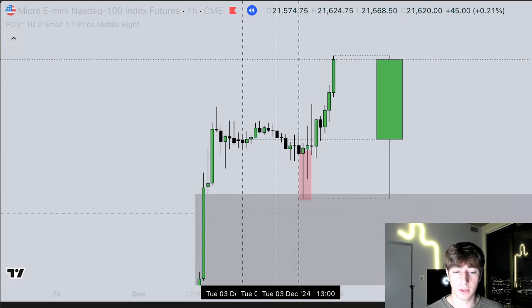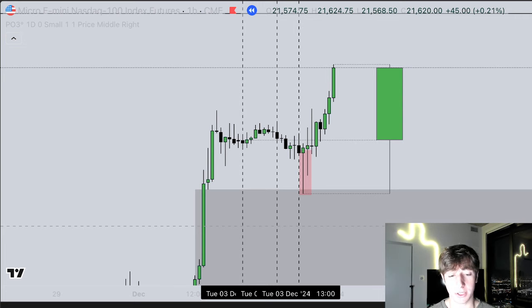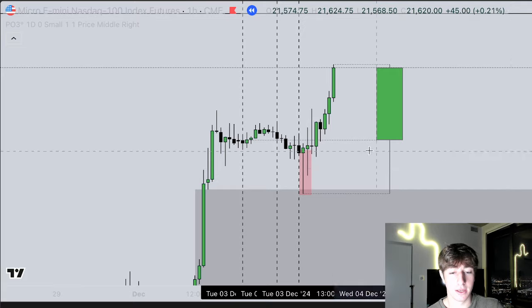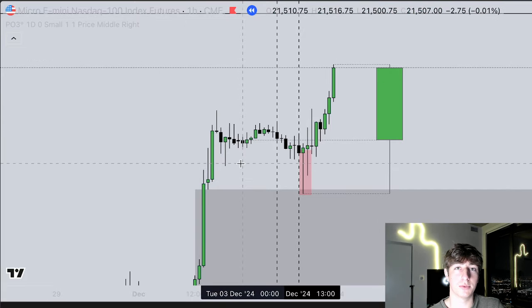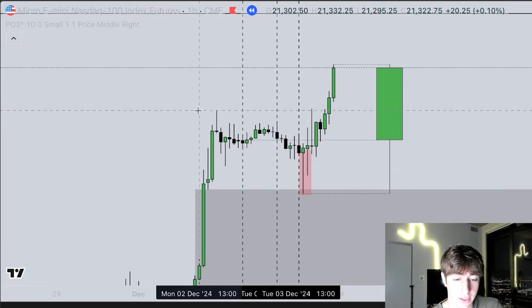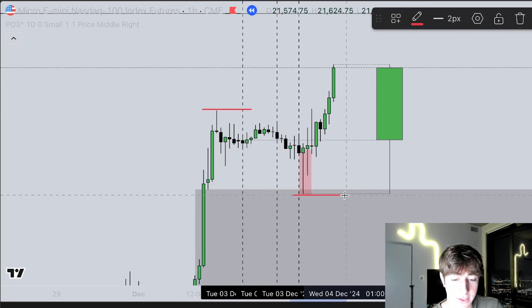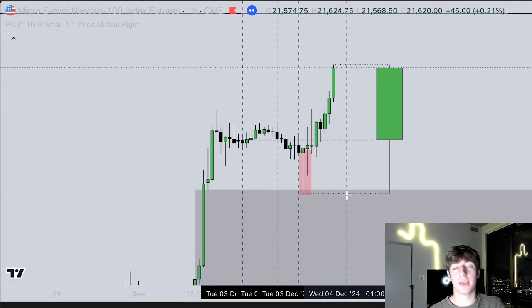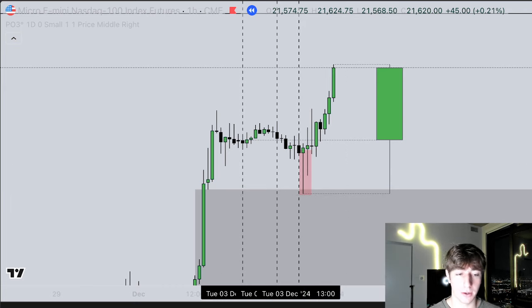Now that we know that, we have to tie that into a different concept, which is going to be ERL to IRL or IRL to ERL, okay? Now, ERL is going to be your external liquidity. So those are your highs and your lows, right? Internal liquidity is IRL, and internal liquidity essentially is just fair value gaps, okay?